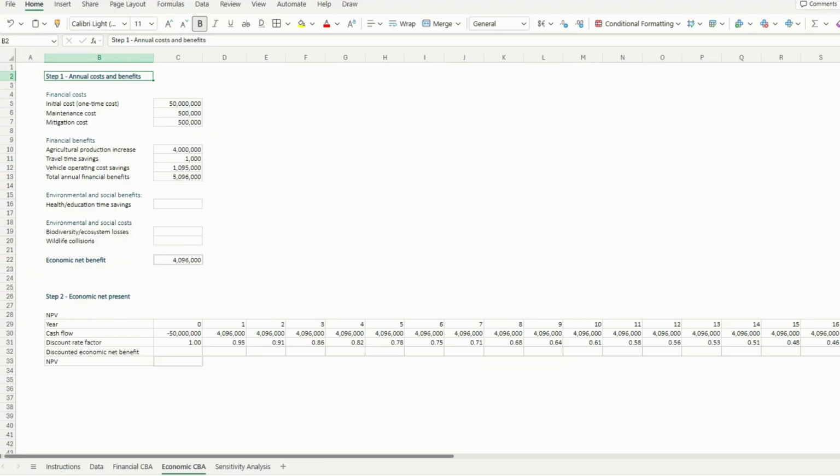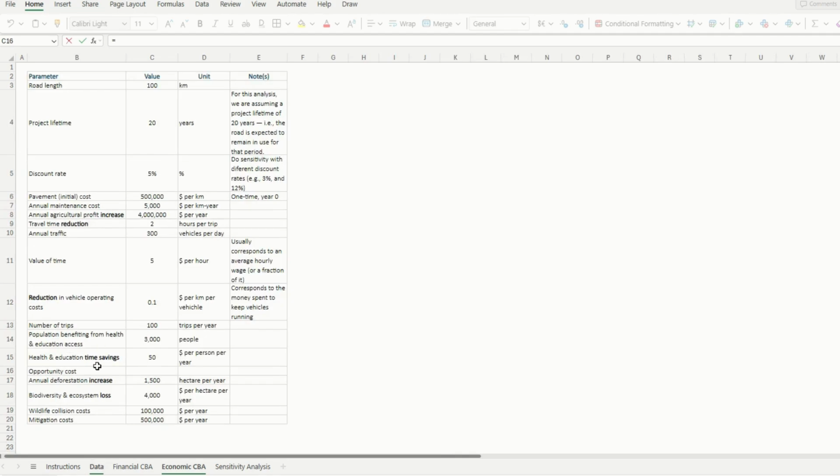On the benefit side, we add the health and education access. In practice, valuing this is extremely difficult, but in this data set, we are given a number for health and education time savings per person, so we simply multiply that by the number of residents. So let's go back to the data tab. We have here health and education time savings, which is a value per person per year. We multiply this value by the number of people.